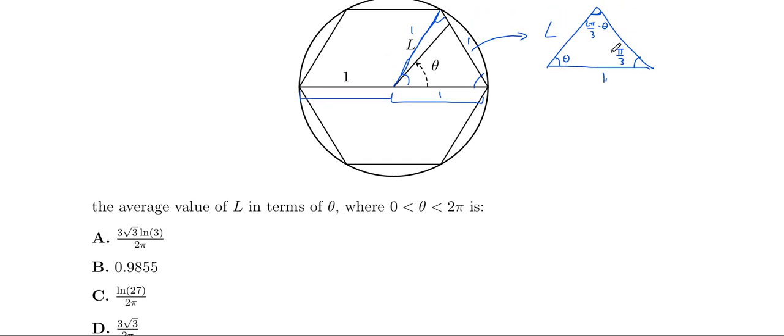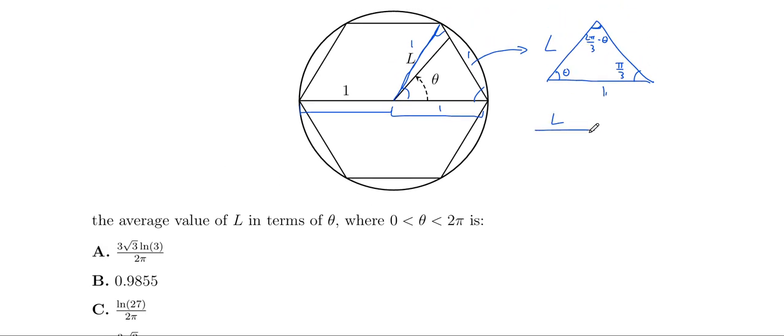All right, so using the sine rule, L over the sine of pi on 3 is equal to 1 over the sine of 2 pi on 3 minus theta. So L is equal to, sine of pi on 3 is root 3 on 2, times sine of 2 pi on 3 minus theta. So that's what L is equal to, and we need to find the average value from 0 to 2 pi.